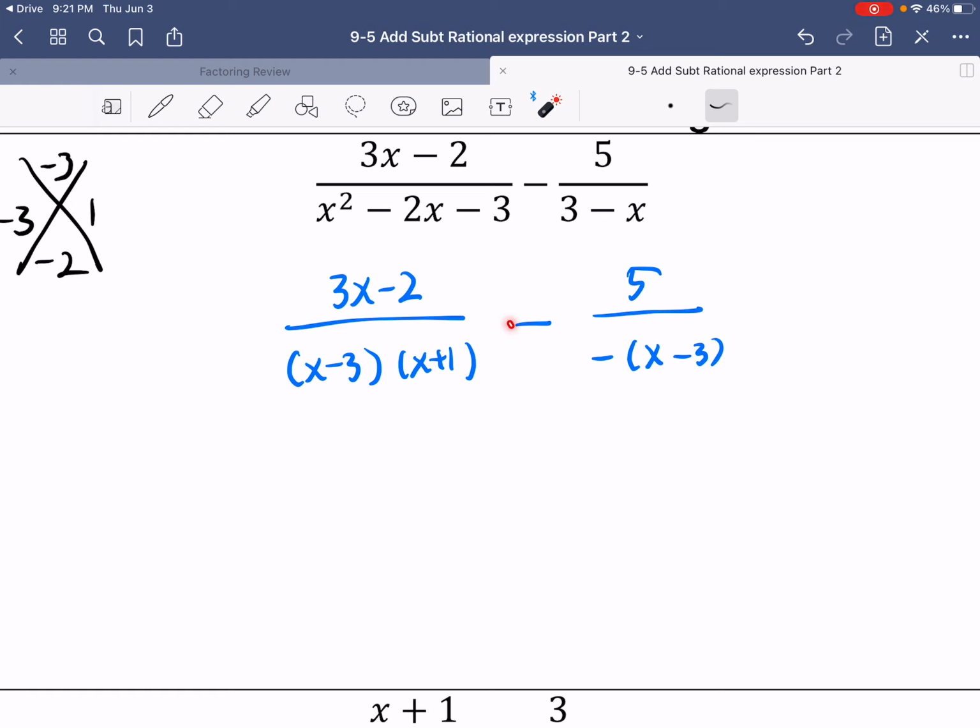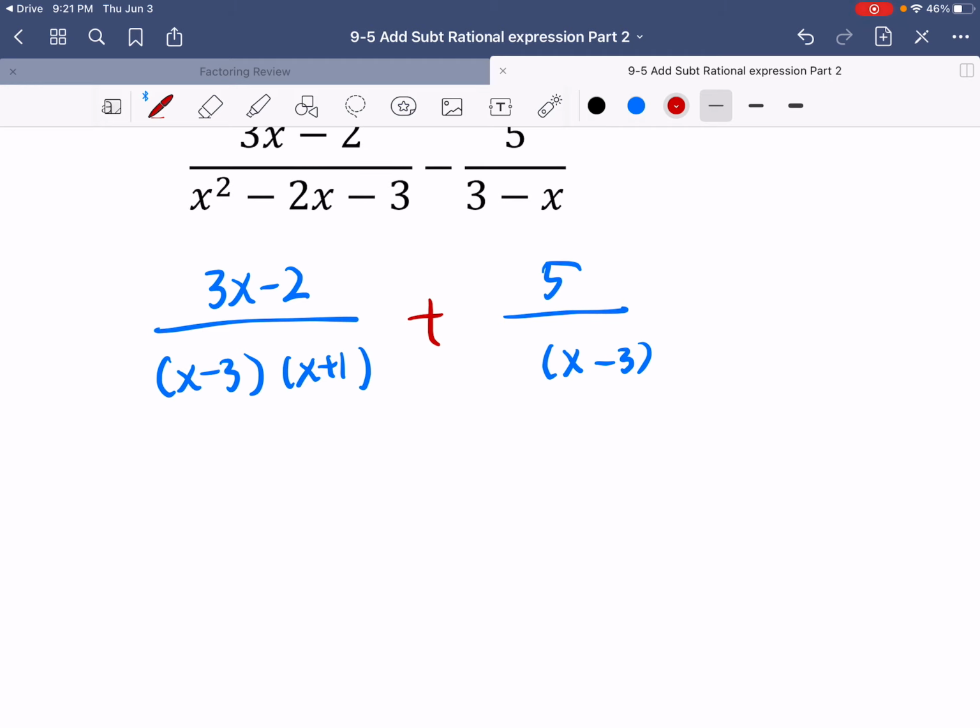And here, negative and negative. Do you see this negative and negative? Negative times negative becomes positive, so I'm going to change it to positive. So let's try to combine it. We have to set a common denominator, which means I'm missing x plus 1 here, so I'm going to multiply by x plus 1.